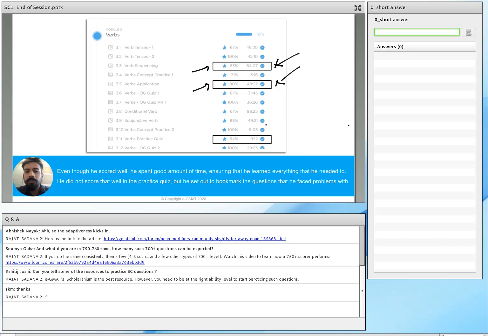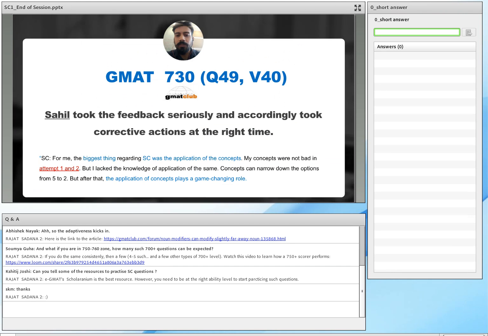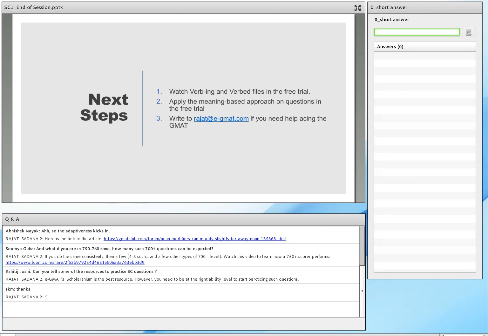Okay. Here's another example. This guy scored low on this verbs practice quiz, but then he got 100% here in the official set of questions. And you'll see why. Because the two questions that he got wrong, he bookmarked those questions, he revised those questions, he was able to correct those errors right there, and hence in the subsequent quizzes he was able to improve. And people put this in different ways. He says, hey, I knew the grammar, but it was the application of concepts where I faltered, and which is where, in his third attempt, he was able to get to a V40 and a 730. Okay, so that was it.